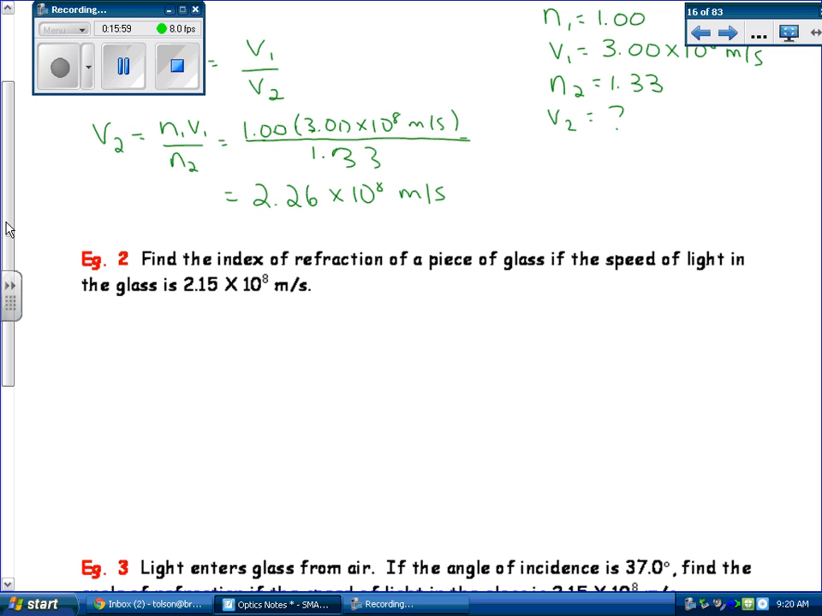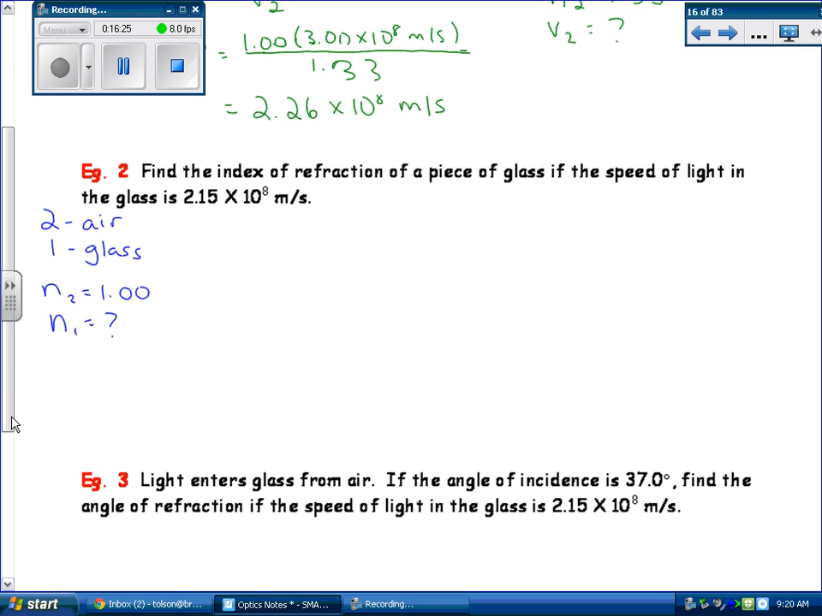So find the index of refraction of a piece of glass if the speed of light in the glass is 2.15 times 10 to the 8 meters per second. I'm going to do it the other way, just to show you that it works to go backwards too. I'm going to make 2 air and 1 glass. So N2 is 1.00. We're looking for N1. V2 is 3.00 times 10 to the 8 meters per second. And V1, we're told, is 2.15 times 10 to the 8 meters per second.